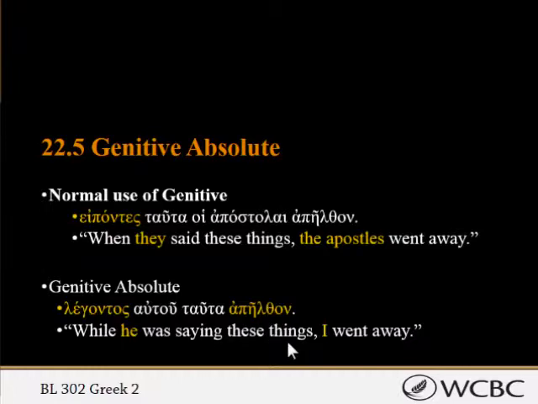So while he was saying these things, so this person was saying these things, and it just is giving me the time that I went away during that particular point. You occasionally see these, but again, you're going to have a participle, and that participle will be in the genitive case, and it won't have a direct connection with the rest of the sentence. So we would just refer to this as a genitive absolute.